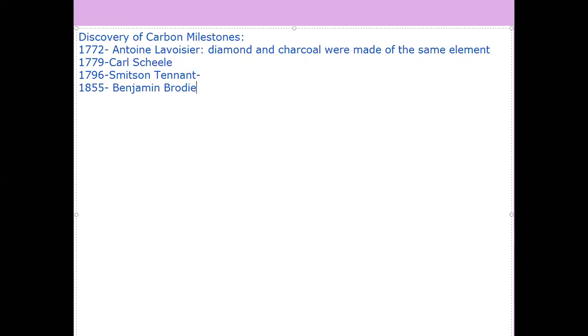Okay, so English chemist Benjamin Brodie obtained pure graphite from carbon. Graphite is a form of carbon, but it was not exactly proved.